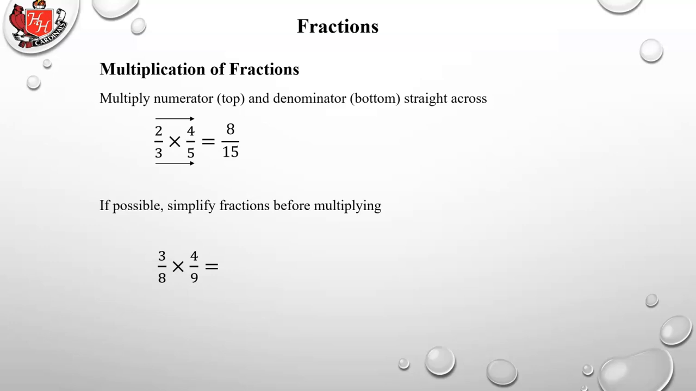So 3 goes into 3 one time, goes into 9 3 times. So we can make that cancellation. And then 4 goes into 4 one time and goes into 8 2 times. So we can go ahead and make that. Now you multiply straight across top and bottom. So 1 times 1 is 1, 2 times 3 is 6, and you get 1 over 6.